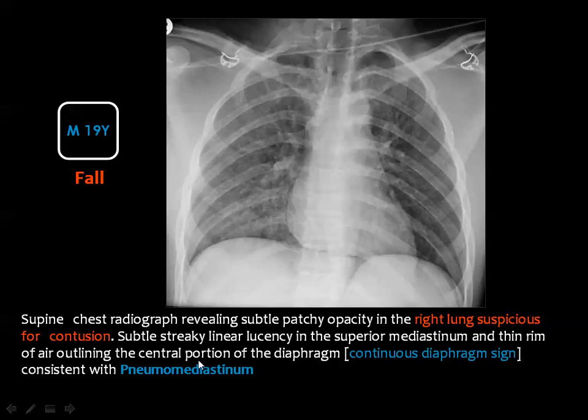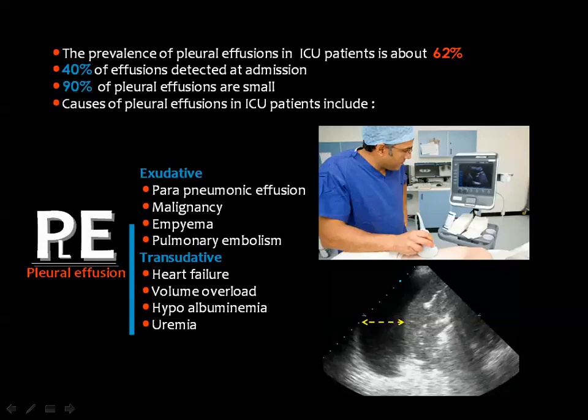This 19-year-old male was traumatized, and the radiograph showed suspicious right pulmonary contusion due to the opacity in the right lower lung lobe. But if you look carefully, you can see the continuous diaphragm sign, which is an indication of pneumomediastinum.